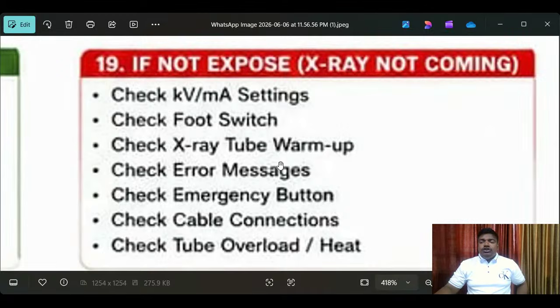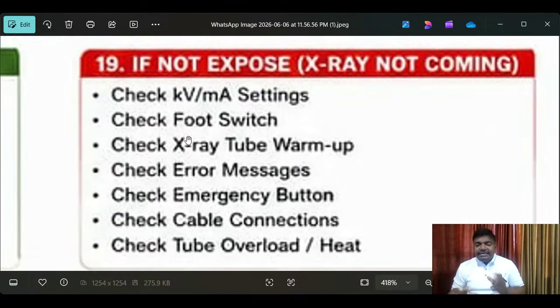Next, check X-ray tube warm up, check error messages, and check the emergency button. Check cable connections. Check tube overload or heat. These are the points to check if it does not expose. I'm saying this because many engineers are not aware of what to check if any problem comes. These are important.